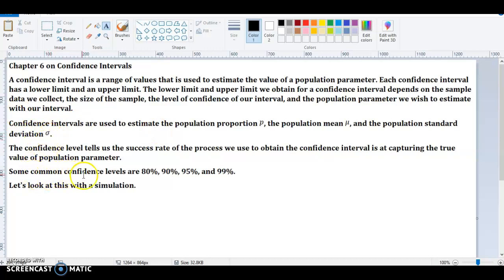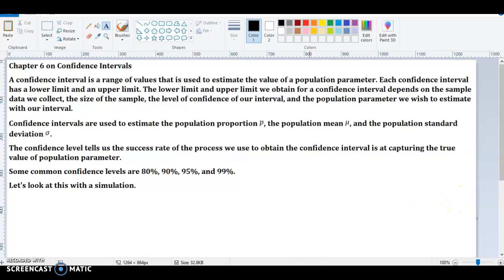Some common confidence levels are 80%, 90%, 95%, and 99%. So the confidence level of a confidence interval is usually given as a percentage. All right, and we'll take a look at this with a simulation.